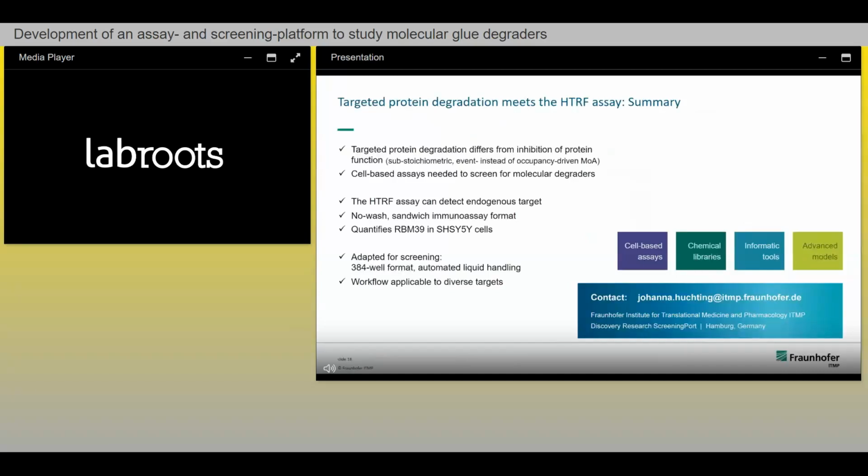So what I hope we could show you in this webinar was that we do need cell-based assays to screen for molecular degraders, because molecular degraders need the whole cellular machinery to really effect, in the end, protein degradation via the proteasome, and that the HTRF assay can quantify endogenous target in a way that is adaptable for screening, and we have developed a workflow that is, in the end, applicable to diverse targets.